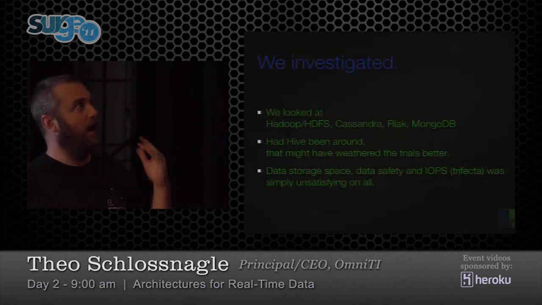So had Hive been there when I started doing this investigation, I think it probably would have made it all the way to the prototype I regret running in production phase. But we looked at HDFS, we looked at Cassandra, we looked at Riak, we looked at MongoDB. All of these things failed because they didn't meet the trifecta of needs that we had, which was data storage, specifically data storage. Most of them failed on that. The data safety aspect of it, like, I can relax a lot of the relational constraints and ACID constraints, but the data needs to be there when I come back.